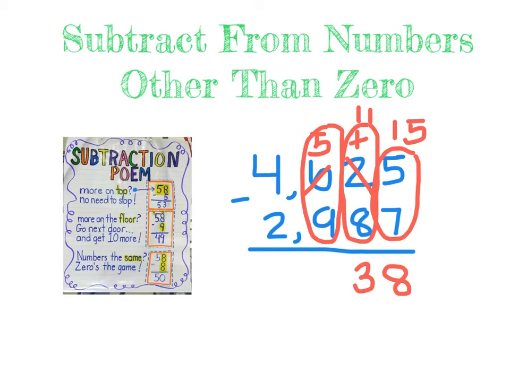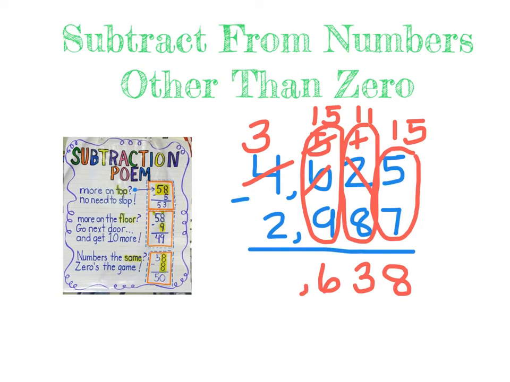So I have to go next door and get 10 more. So I'm going to cross out my 4. That becomes a 3. And now my 5 becomes a 15. Since there's more on top now, I can go ahead and subtract. 15 minus 9 equals 6. I'm going to put that comma there.